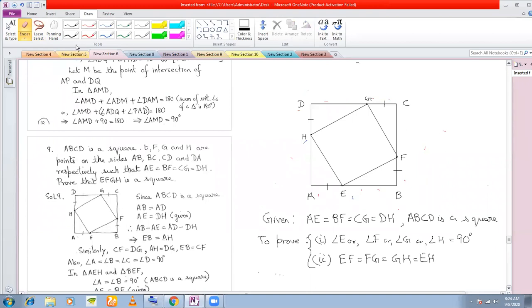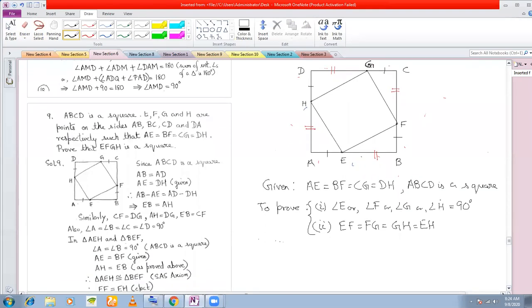Okay. So now what I have shown here is that this, this, this, this are also equal, right? I have shown just now, because all these are equal to a minus x. Okay. So now what we are going to show here is, once I have shown that all these red marked sides are equal, we are going to show that the adjacent sides of this quadrilateral are equal.